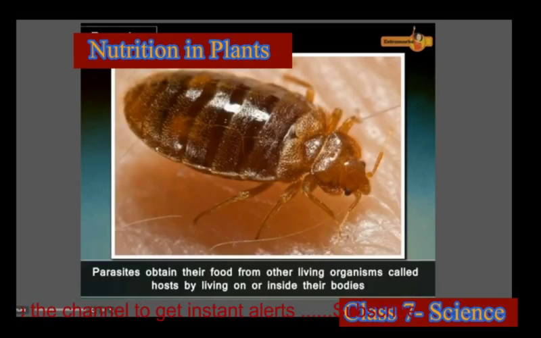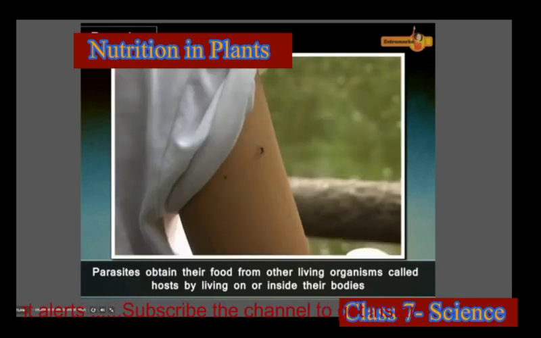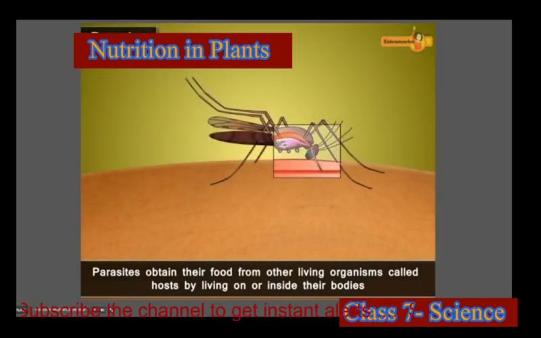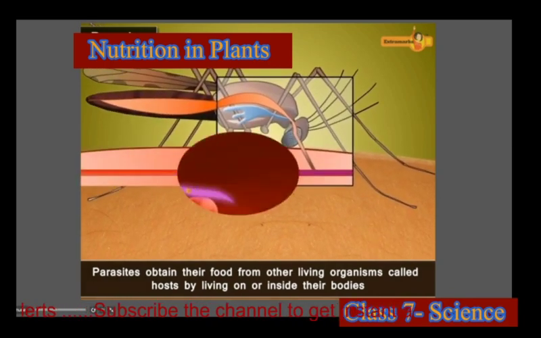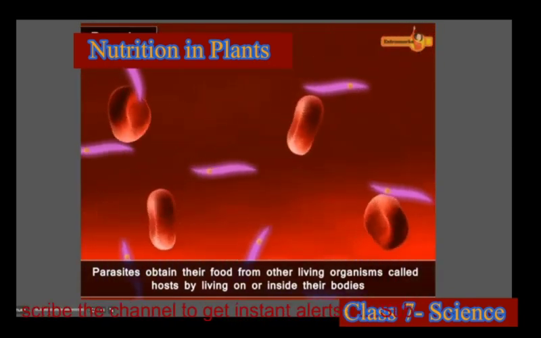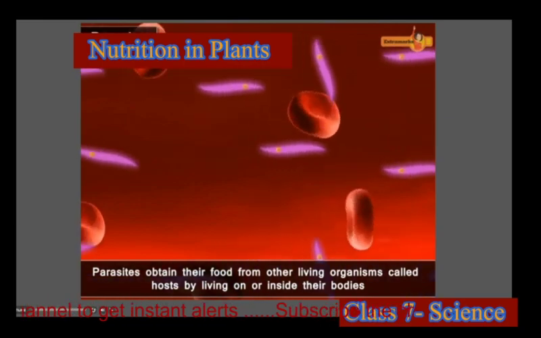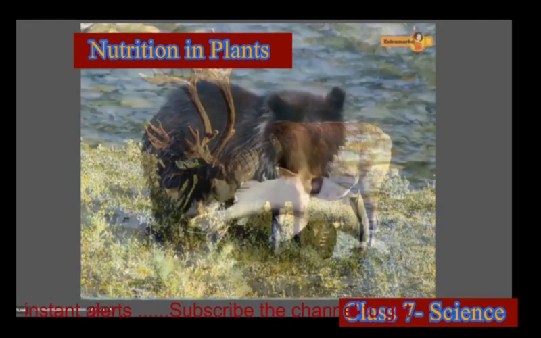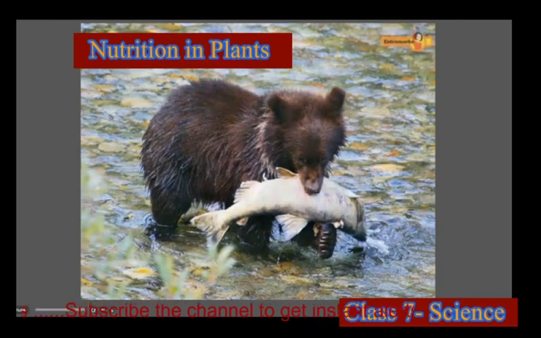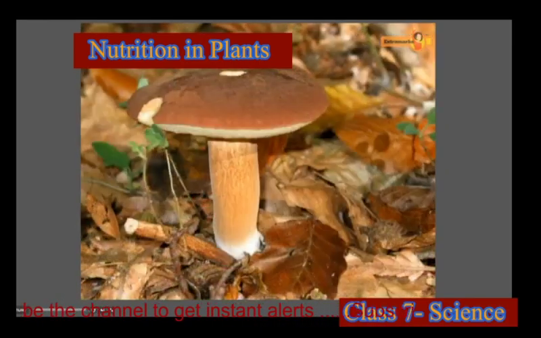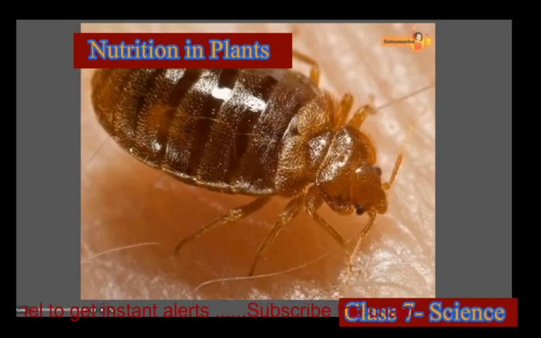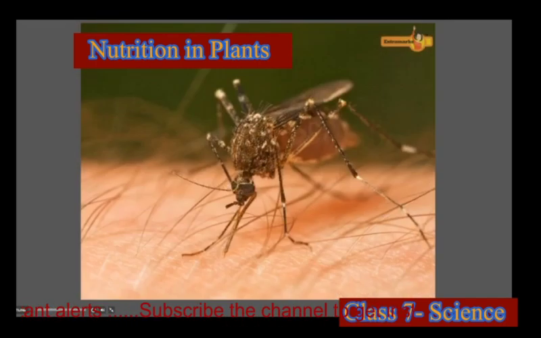The organisms that draw food from other living organisms called hosts by living on or inside their bodies are called parasites, and this mode of nutrition is called parasitic nutrition. Example: plasmodium in the blood of infected person. Thus, nutrition is the sum total of all the processes by which an organism takes in and makes use of the foods it needs to survive, grow, move, and develop.